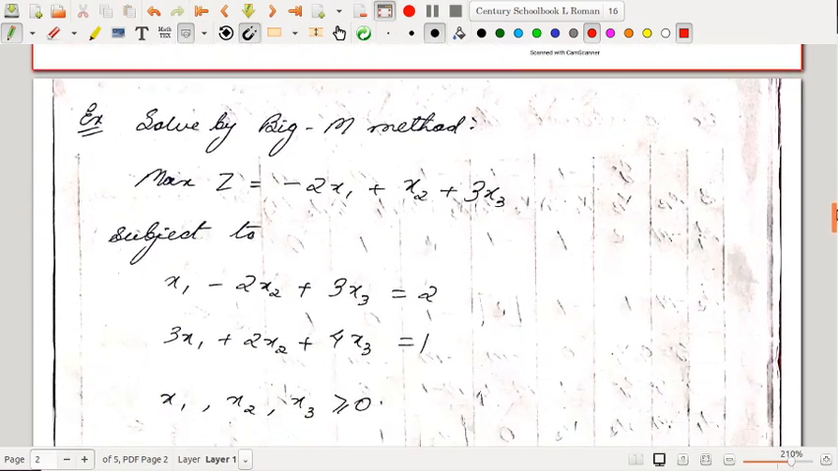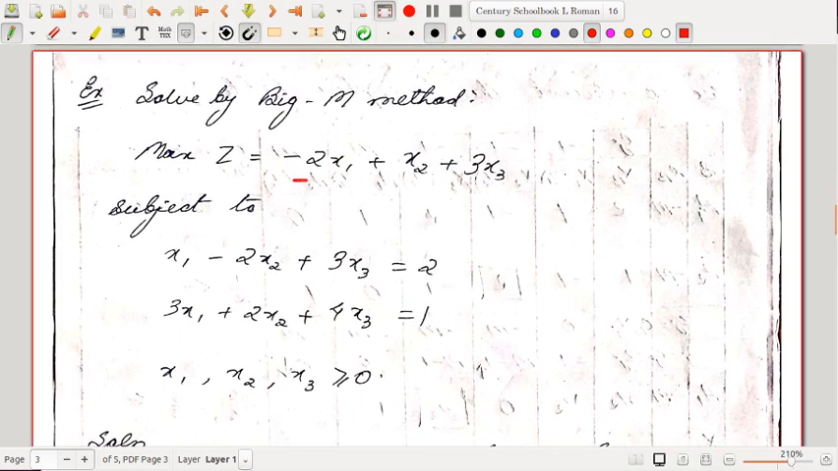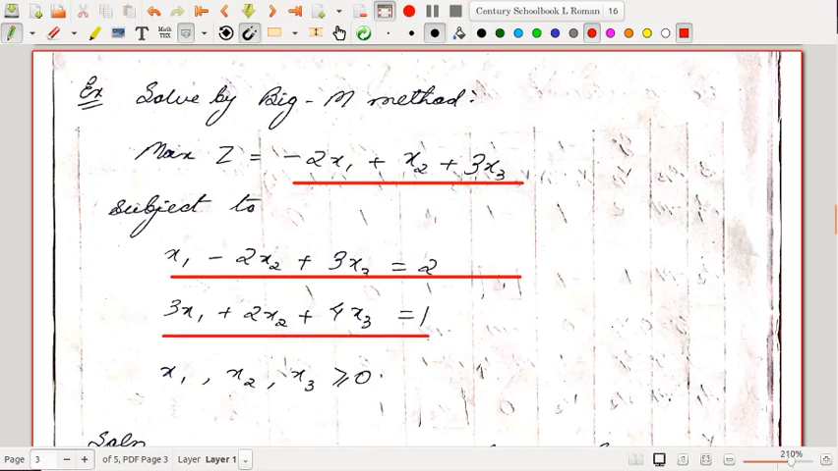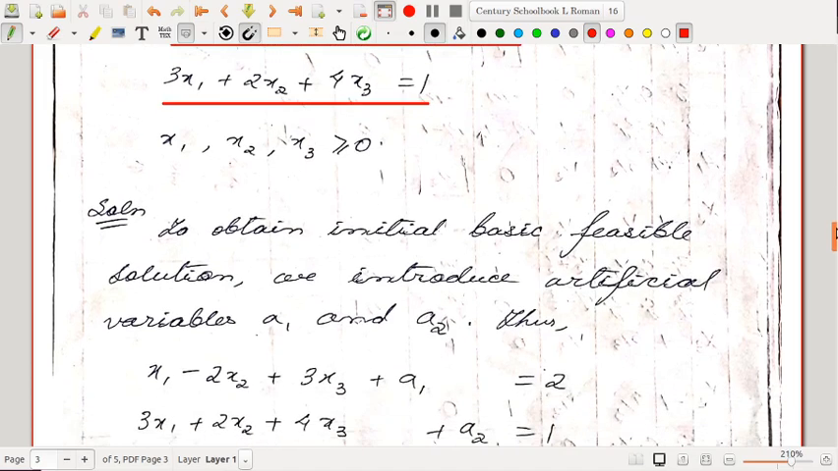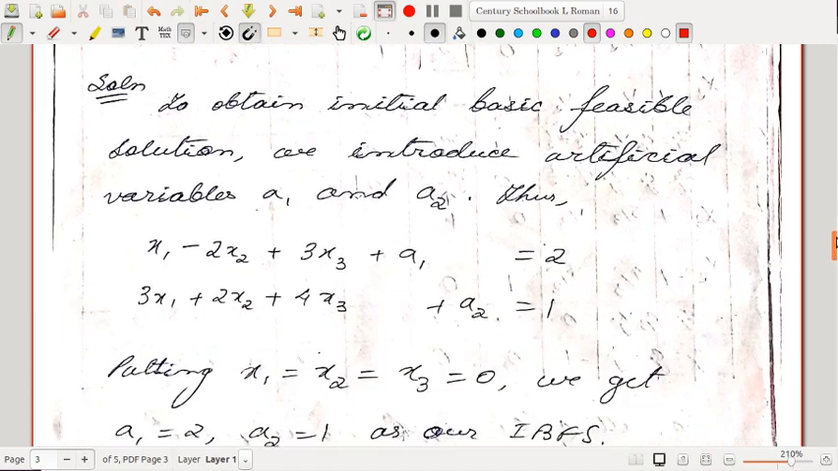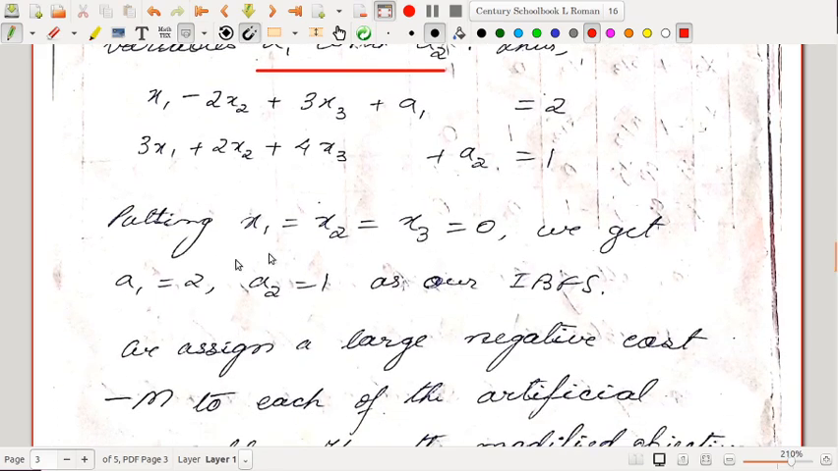Another problem solved by the Big M method: maximize z equal to minus 2x1 plus 2x2 plus 3x3 subject to these two constraints. Here also the constraints are equalities. We will just introduce artificial variables a1 and a2 to get the initial basic feasible solution. Putting x1 equal to x2 equal to x3 equal to 0, we get a1 equal to 2, a2 equal to 1 as our initial basic feasible solution.